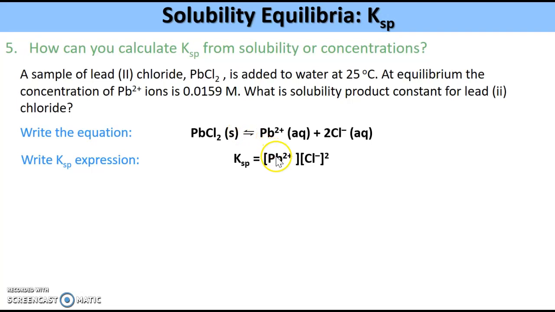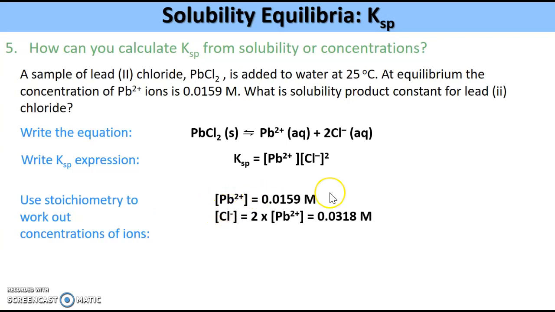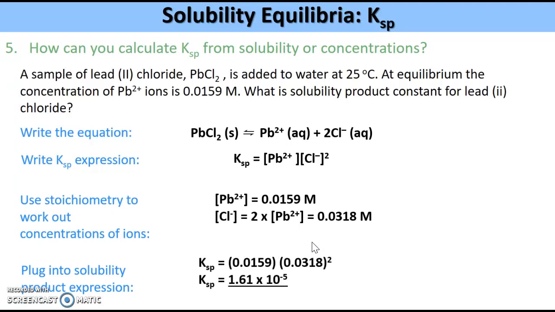Now we've been given one of these values. We've been given the lead-2 plus. We have not been given the chloride, but you guessed it, we can work it out with stoichiometry. So there's the one we've been given, the lead. Chloride is simply a 2-to-1 ratio with the lead, so we only need to double it to get 0.0318 molar for chloride. And finally, last step, plug and chug into KSP, giving you 1.61 times 10 to the minus 5.